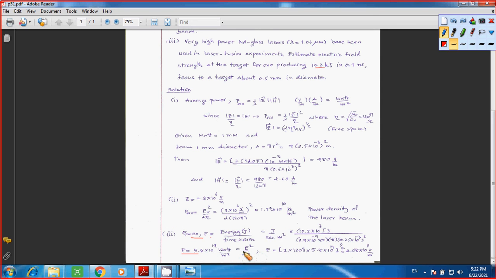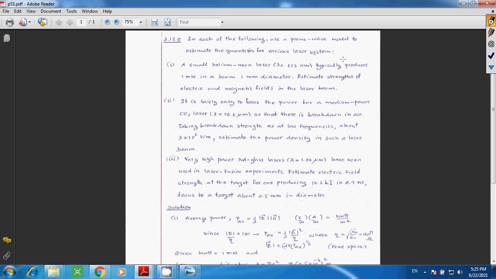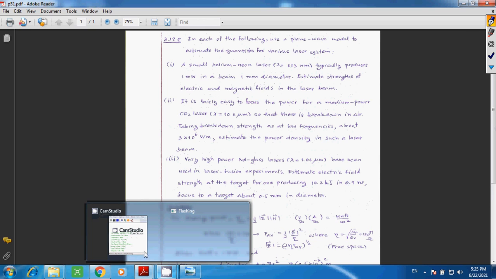And that's also equal to E squared over 2 eta. That's the equation we worked out before. Just plug in the number, and the magnitude of your electric field becomes 2.08 times 10 to the 11th volt per meter. Okay, so that's the problem 3.12e.